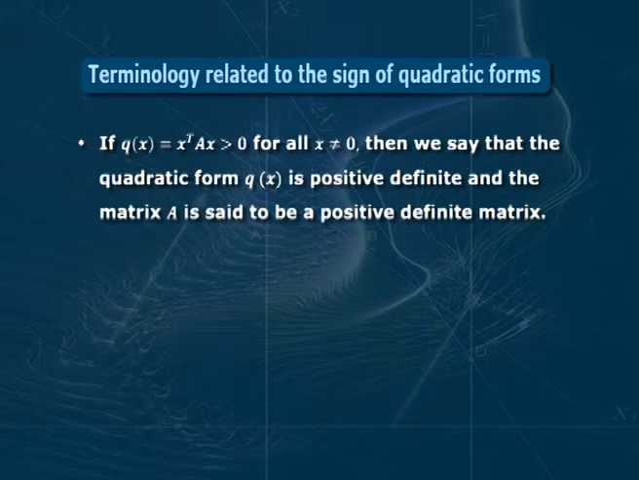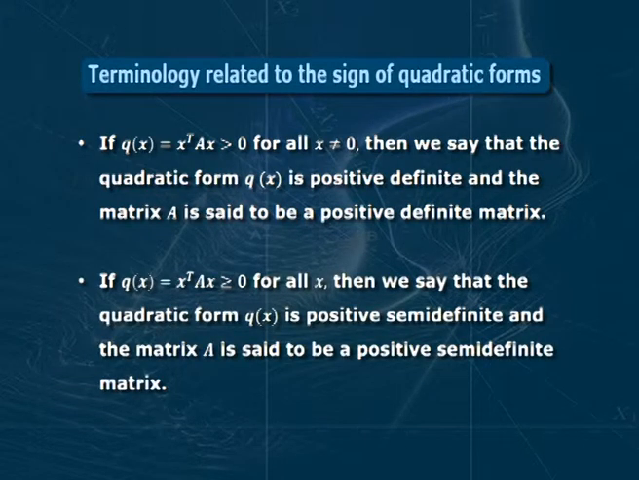If q(x) equal to x transpose A x is greater than 0 for all non-zero x, then we say that the quadratic form q(x) is positive definite and the matrix A is said to be a positive definite matrix. If q(x) equal to x transpose A x is greater than or equal to 0 for all x, then we say that the quadratic form q(x) is positive semi-definite and the matrix A is said to be a positive semi-definite matrix.